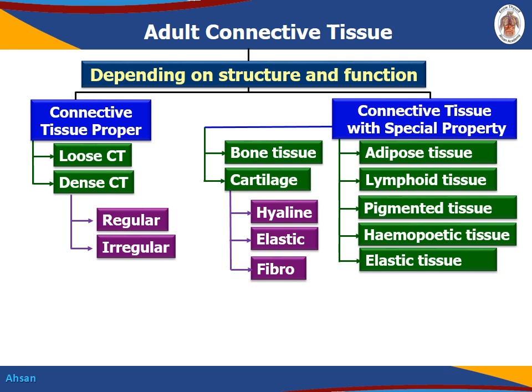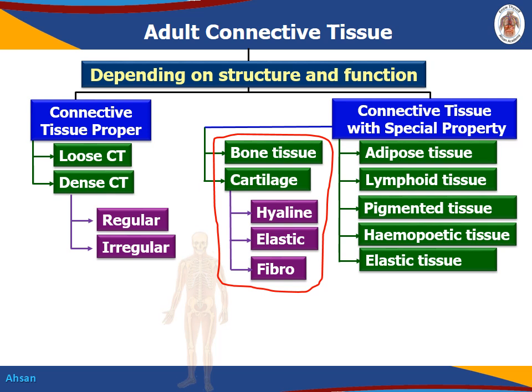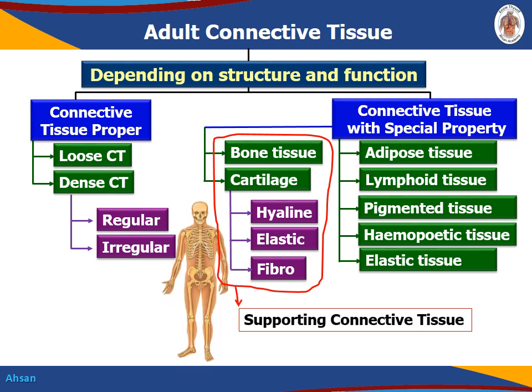This bone and cartilage form the supporting framework of the body, means skeletal system. So this is further sometimes classified as supportive connective tissue. In that case, we may use three broad heads: connective tissue proper, connective tissue with the special property, and connective tissue supportive type. But in most cases, supportive type of connective tissue is included under the connective tissue with special property.